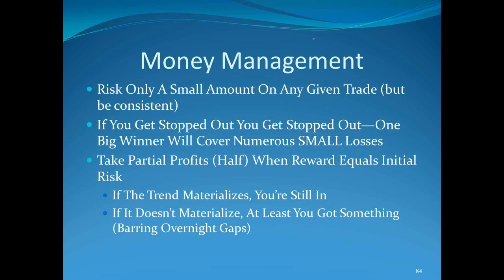The basic money management is to risk only a small amount in any given trade, but be consistent. So if you're just starting out, it might be 0.25% of your account on every trade. Once you get better at what you're doing and become consistent and profitable, then you could risk as much as 2% per trade. The only problem is you need to be consistent.